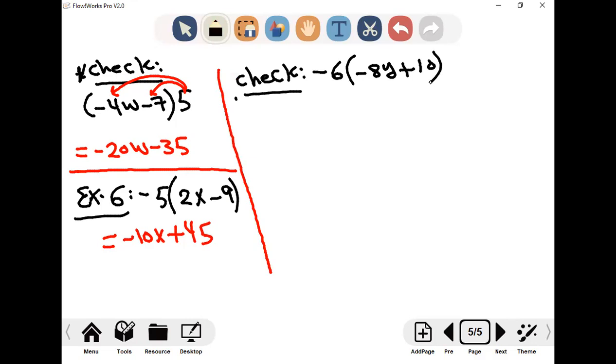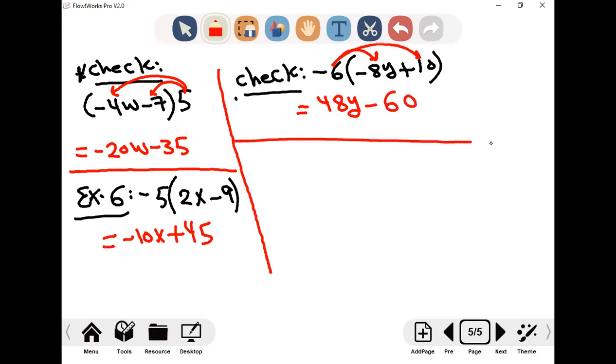Now we distribute the negative 6. Equal negative 6 multiplied by negative 8, positive 48. Negative 6 multiplied by 10. Done?